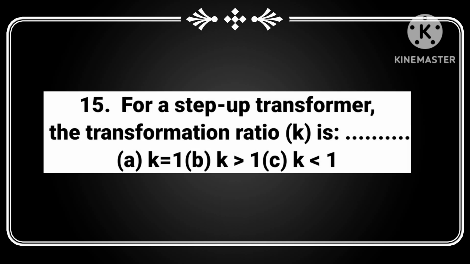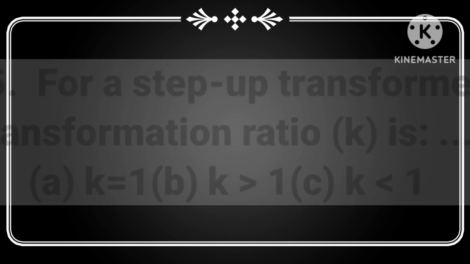For a step-up transformer, the transformation ratio K is dash. K equal to 1, K greater than 1, K less than 1, and the correct answer is K is greater than 1.